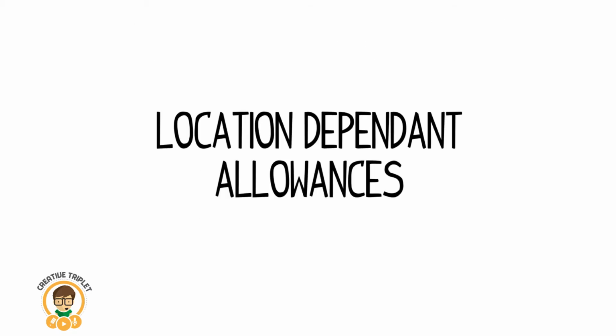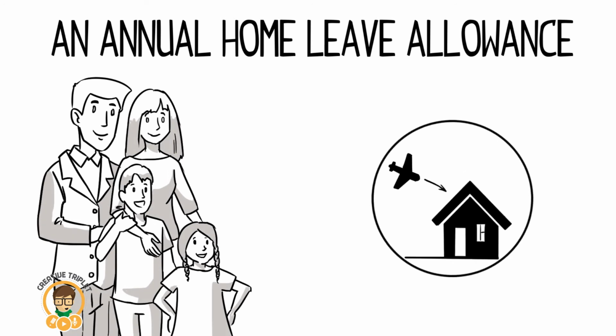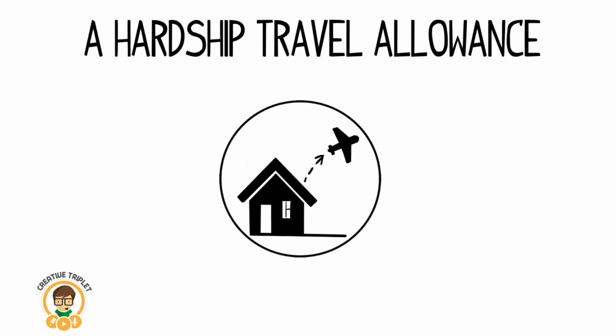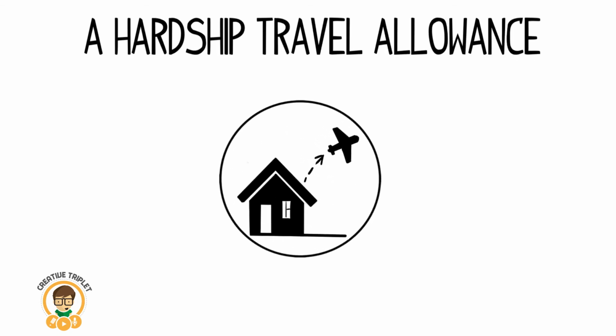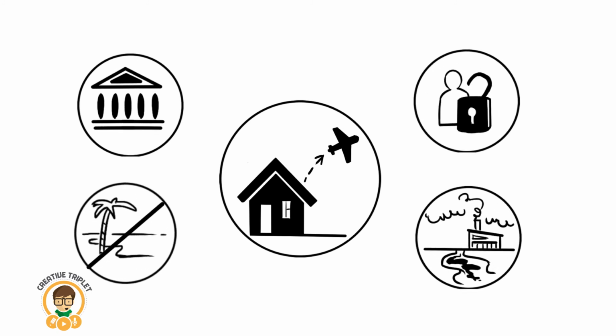Location-dependent allowances. As well as the other allowances, you will receive a home leave allowance to cover you and your family making an annual visit home, based on the most direct round-trip, restricted economy airfare between the host city and your home country. You may also qualify for a hardship travel allowance if living conditions in the host country are extreme due to political instability, lack of recreational facilities, concern for personal safety, or even environmental issues.